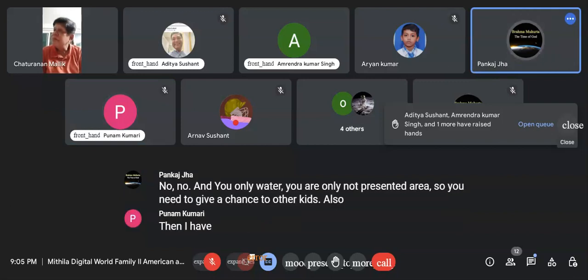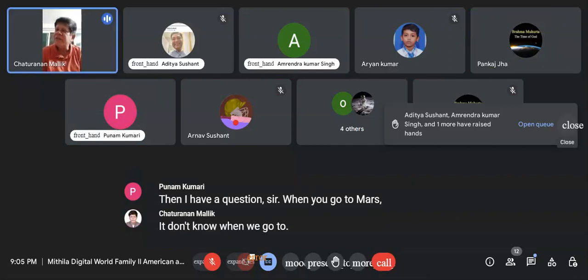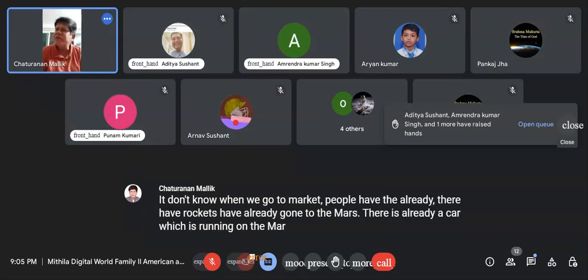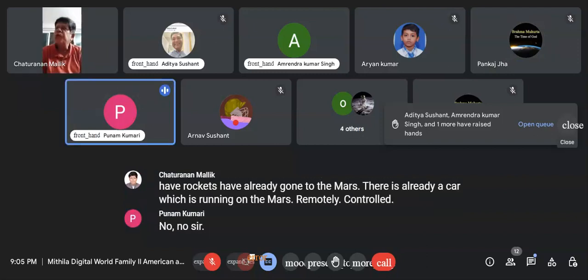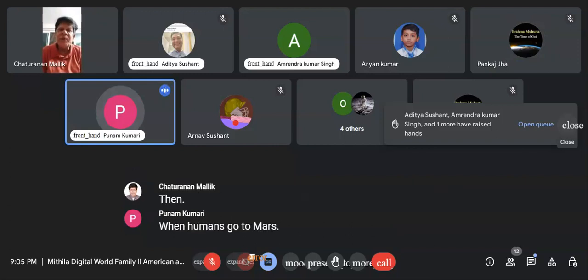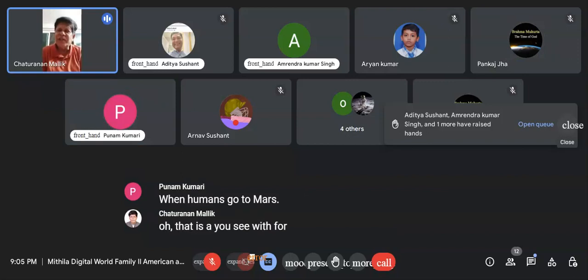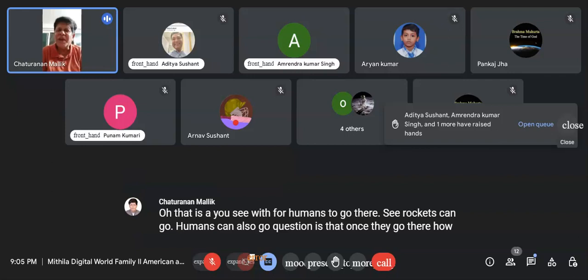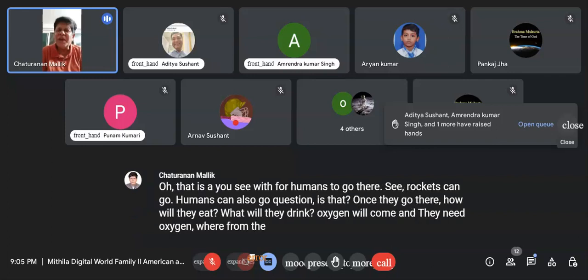When we go to Mars, the rockets have already gone to Mars. There is already a car running on Mars, remotely controlled. When humans go to Mars, for humans to go there, rockets can go, humans can also go. The question is that once they go there, how will they eat? What will they drink? They need oxygen. Where will the oxygen come from, and things like that.